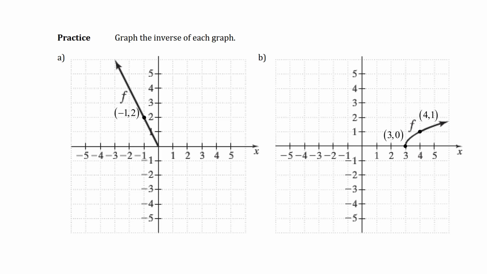Alright, so go ahead and pause the video, graph the inverse of each graph, and then check back with the video to see the solutions.